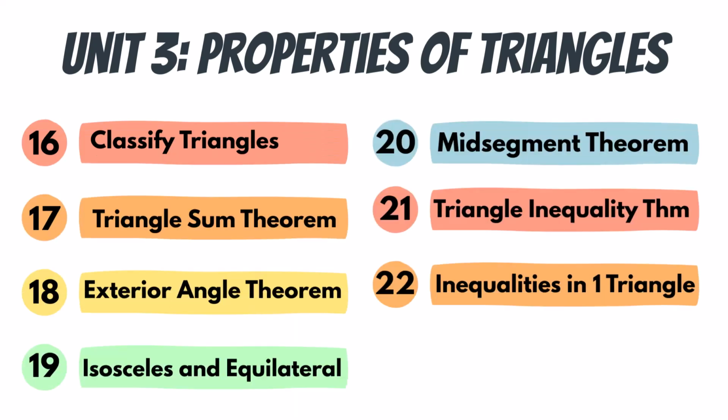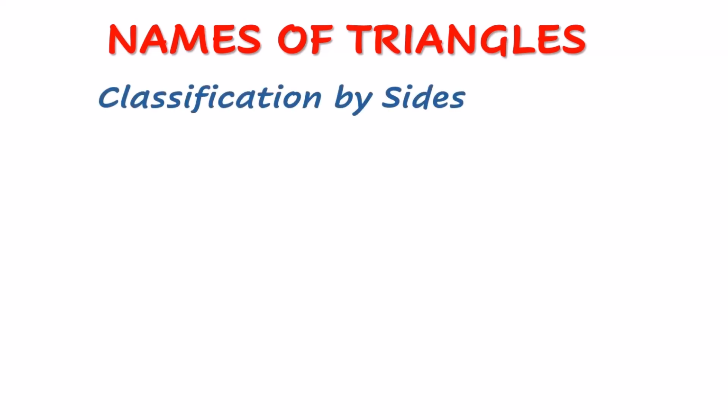For the next several videos, we're going to be going over properties of triangles, so we need to start with some vocabulary. We name triangles, or classify them, by their sides and by their angles. So let's talk about classification by sides.